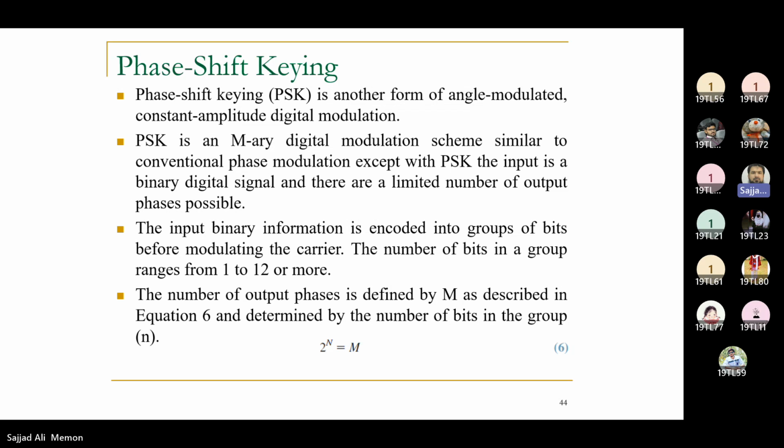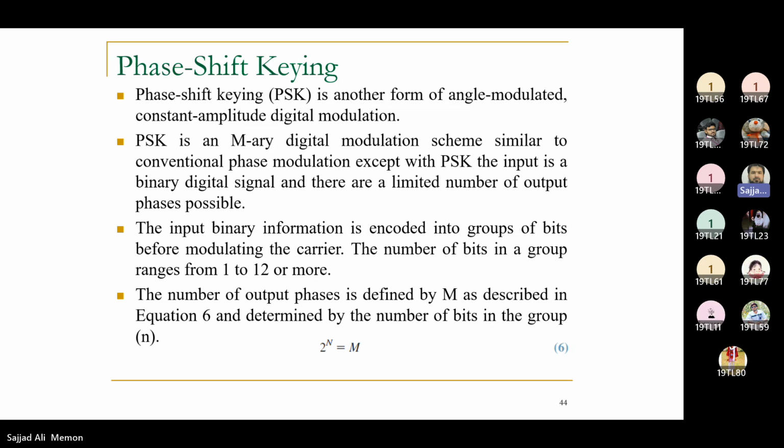As the number of bits in a group increases, the distance between the neighboring symbols will reduce. That will lead to a higher bit error rate. So we have to choose the number of bits in a group very carefully, based on our requirement of data rate and the tolerance of the bit error rate of the system.